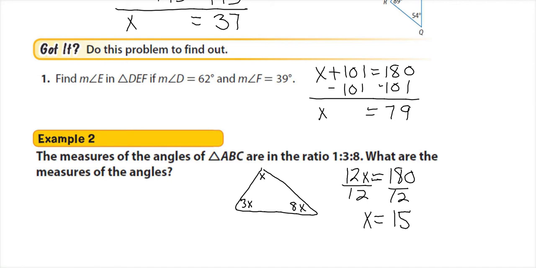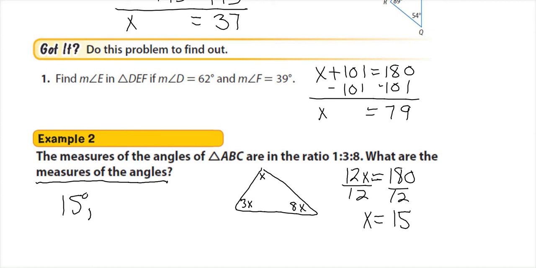Alright, now this is what I was talking about a while ago. What does the question specifically ask? It says, what are the measures of the angles? Okay, so it's not what x equals, it's what the angles measure. So what does the first angle equal? Well, x by itself is 15, so one of them is 15 degrees.